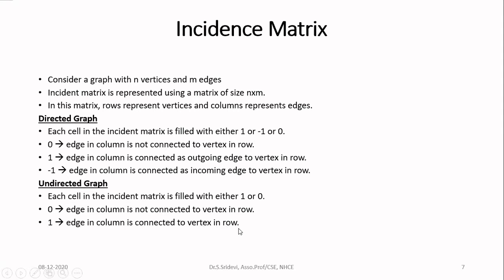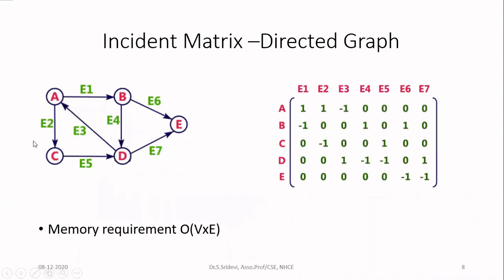Now let us see the example. So consider the graph given here. If you consider this graph, there are totally 5 vertices and I have 7 edges starting from E1 up to E7. So now you have to create the matrix for this. Number of rows in the matrix will be equal to number of vertices. So I have 5 starting from A to E. And number of columns will be equal to number of edges. I have totally 7 edges, E1 up to E7. So this is how we are going to create the incident matrix.